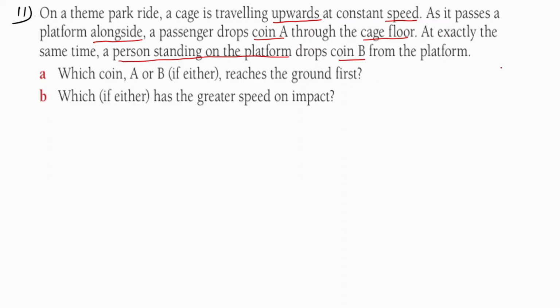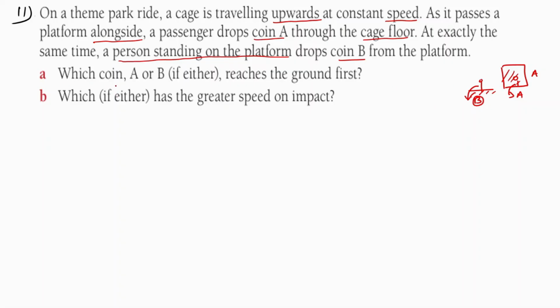So let's suppose there's a cage over here, a platform over here. One person is standing over here, and another is standing here. If this person A drops coin A from here, and the person who's standing on the platform, which is stationary, is dropping coin B. So here's the scenario.